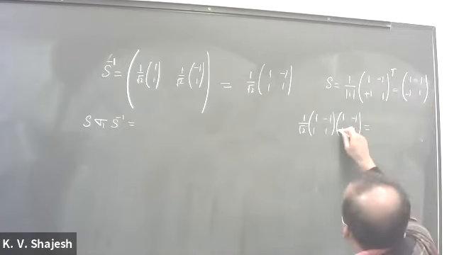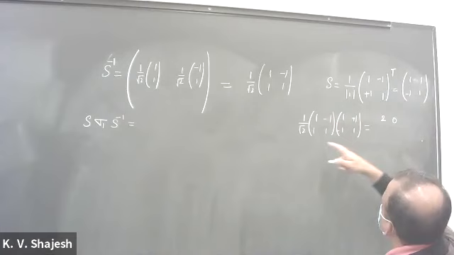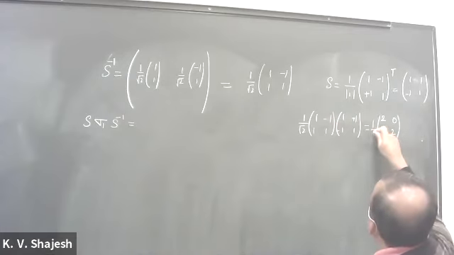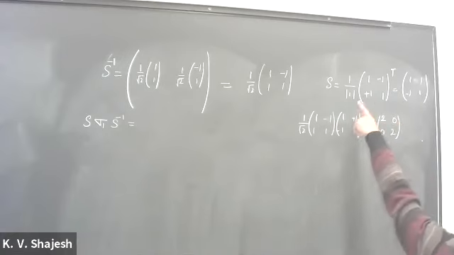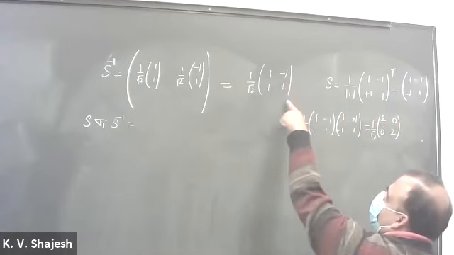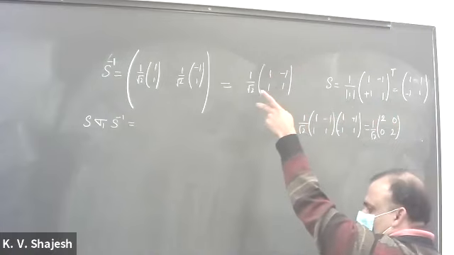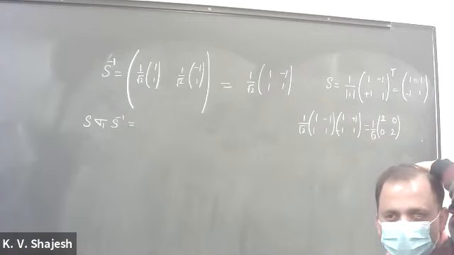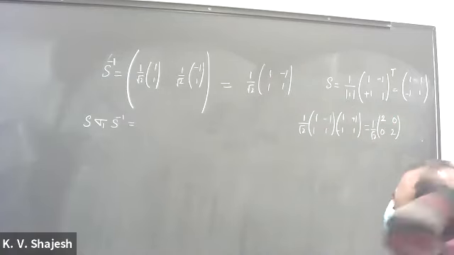So this is 2, and 1, 1 is 0. And that is a 1 over root 2. And what is the determinant of this? 1 over root 2 times 1 over root 2 is 1 over 2, and minus of that, 1 over 2 times 1 over 2.